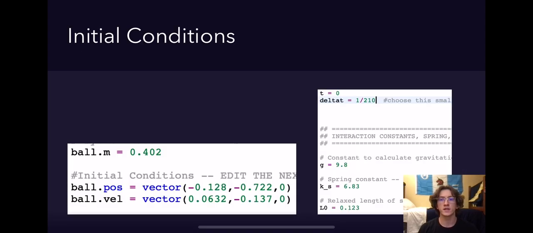Here are the initial conditions for the mass spring system. The mass of the object connected to the spring was 0.402 kilograms, and the initial position and velocity were obtained from the initial data points in Tracker. Delta t was small and an integer multiple of the frame rate of the video, found to be 1/210, and the spring constant was given to be 6.83. The relaxed length of the spring was also given to be 0.123 meters.